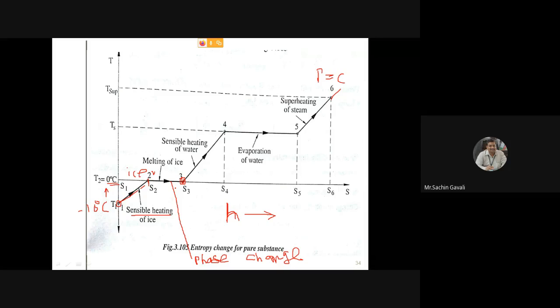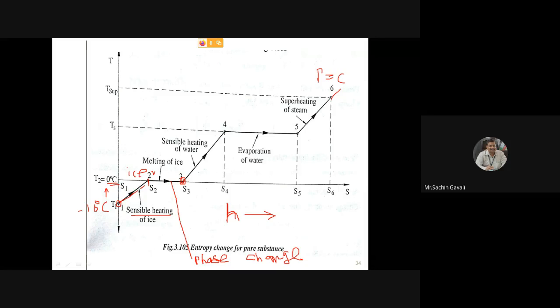What will happen here during phase change? First of all, what about temperature? We'll tell about temperature during any phase change. It may be solid to liquid, liquid to vapor. In any phase change, the temperature of the substance always remains constant.